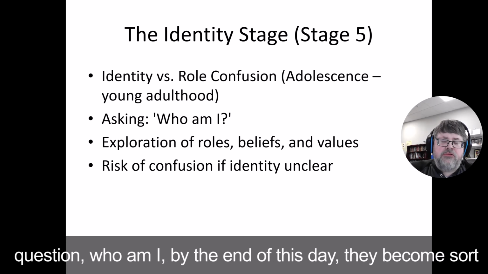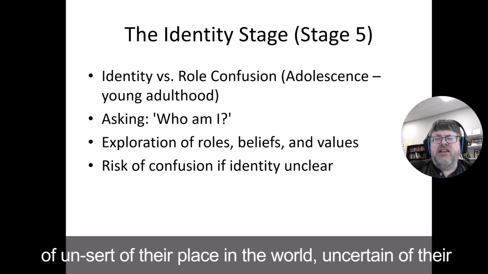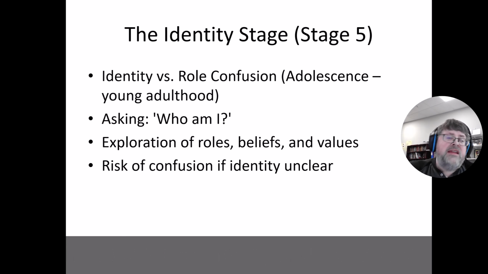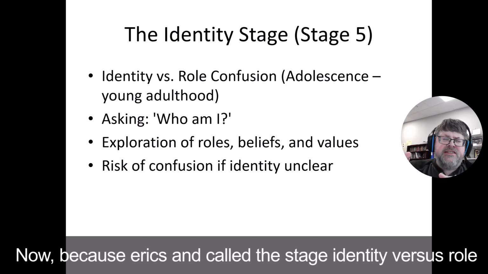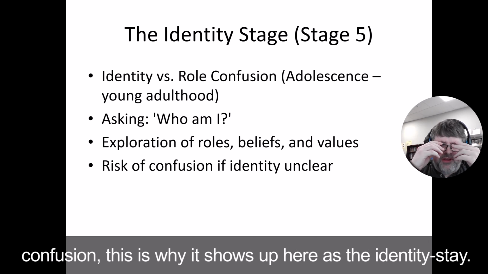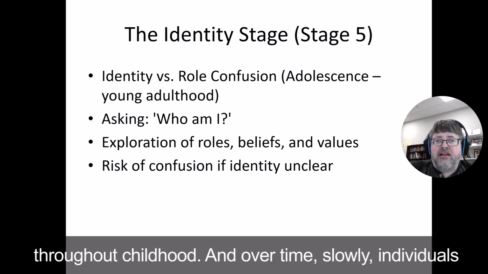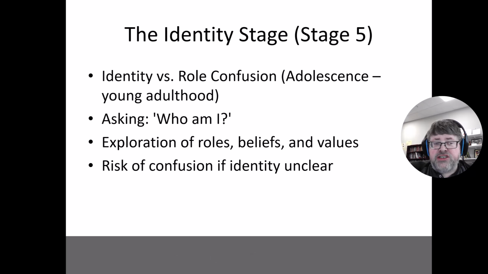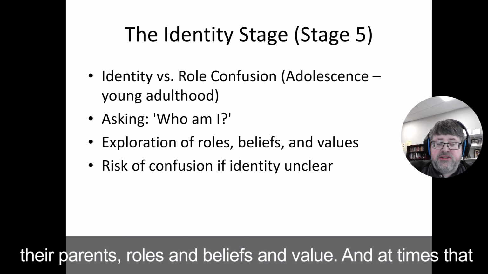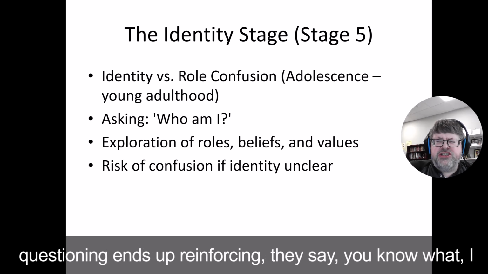On the other hand, if they can't answer that question, who am I, by the end of this stage, they become uncertain of their place in the world, uncertain of their identity. Now, because Erikson called this stage identity versus role confusion, this is why it shows up here as the identity stage. But identity develops before this stage as well. It develops throughout childhood. And over time, slowly, individuals increasingly start to question their parents' roles and beliefs and values. And at times, that questioning ends up reinforcing them.